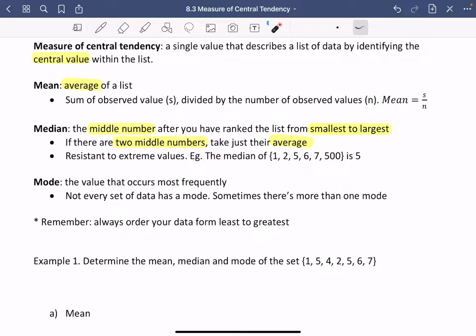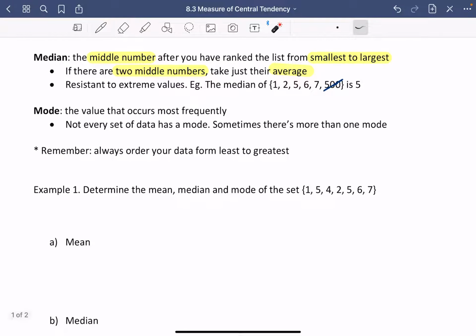So let's say this is the list of numbers I have. Because the median is resistant to the extreme value, which we have here is 500, that means we don't need to care about the 500. We'll just look for the median from the other five numbers. So the median is going to be the middle of the five, which is here. So the median for this list of numbers is 5.